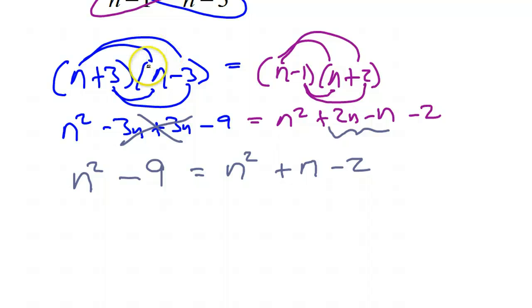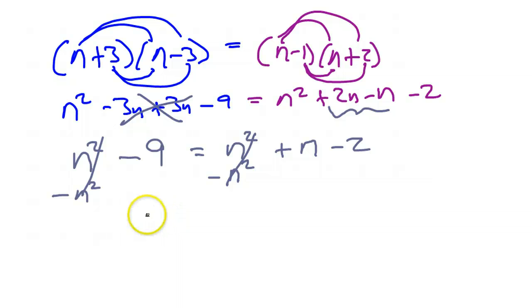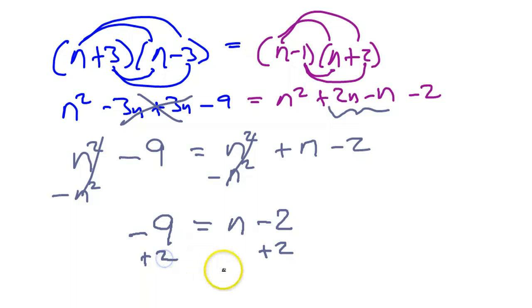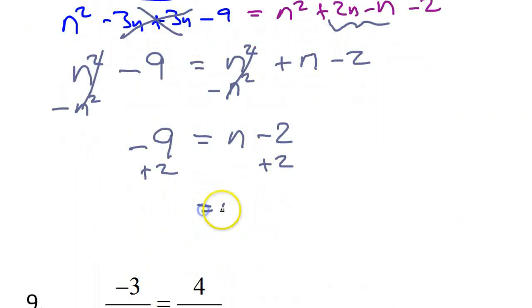Alright, it's time to subtract n squared from both sides. Now both n squareds cancel each other out, so that leaves me with negative 9 is equal to n minus 2. Now if I want to get n by itself, I will add 2 to both sides. So that will give me n is equal to negative 7.